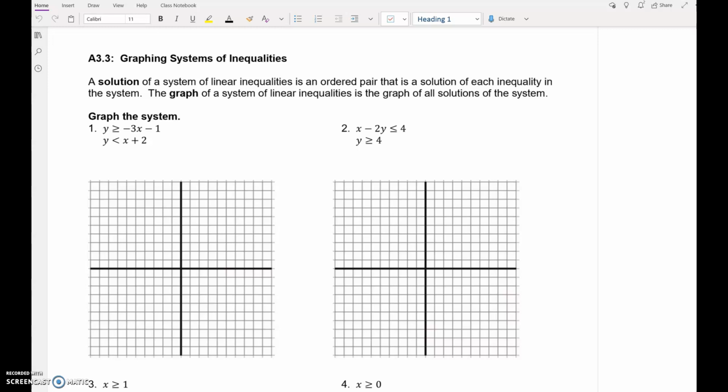On your test, you'll be making this graph in EdSite, and you will have to select one of the four areas as the final solution area. So we're going to talk about that once we're done graphing this. So our first one is, I'll do this one in blue. Y is greater than negative 3x minus 1.